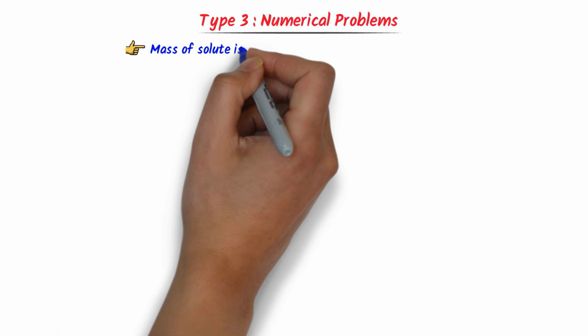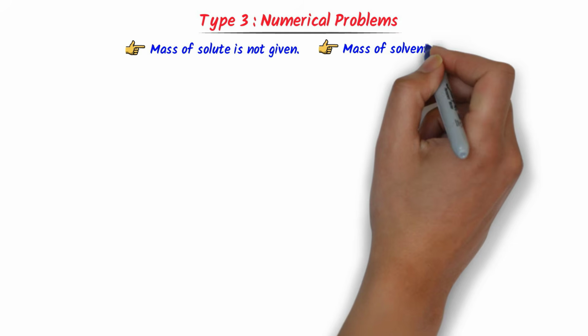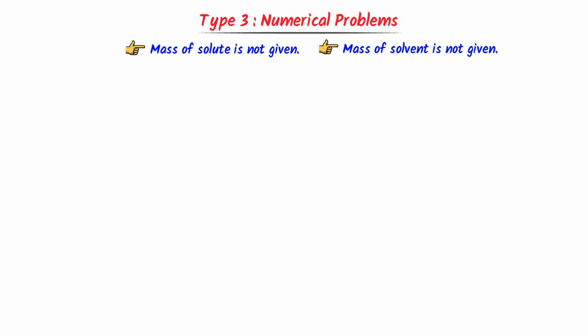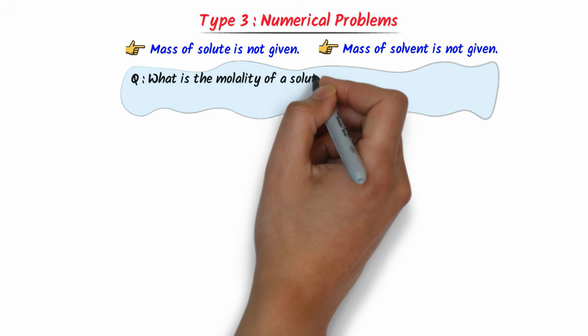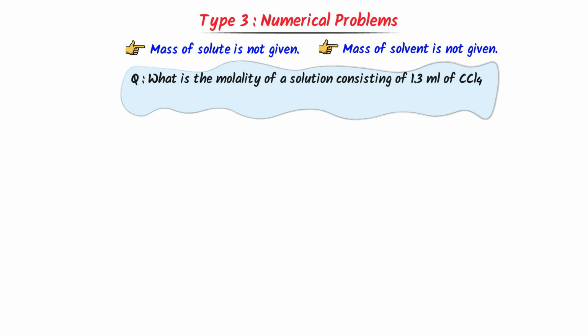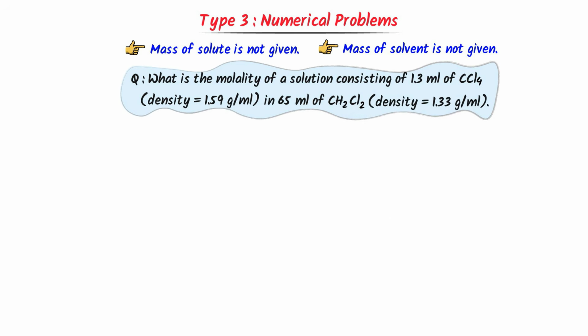Now, we will learn type 3 numerical problems. In these types of numerical problems, no mass of the solute is given and no mass of the solvent is given. For example, consider this numerical problem. What is the molality of a solution consisting of 1.3 milliliter of carbon tetrachloride, whose density is 1.59 gram per milliliter, and 65 milliliter of methylene dichloride, whose density is 1.33 gram per milliliter?